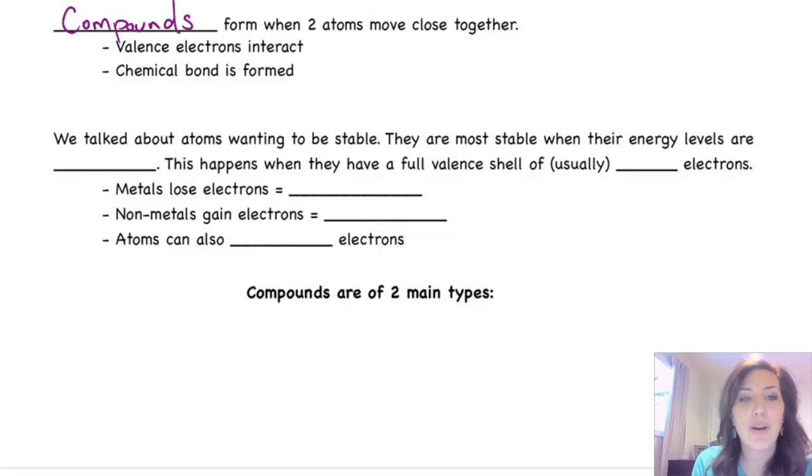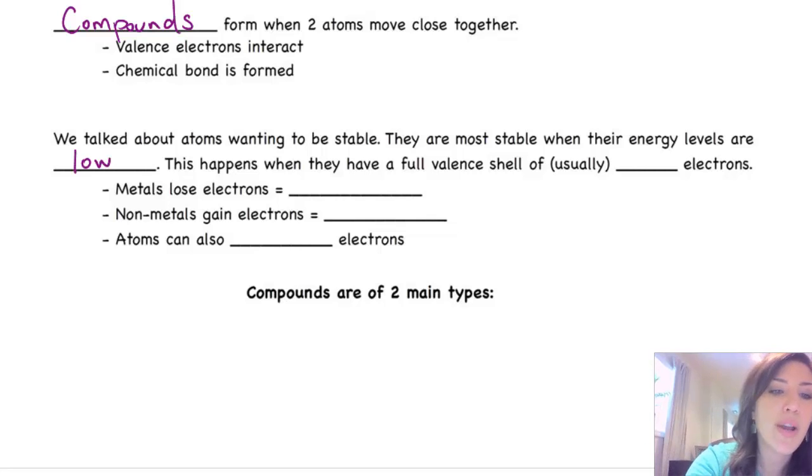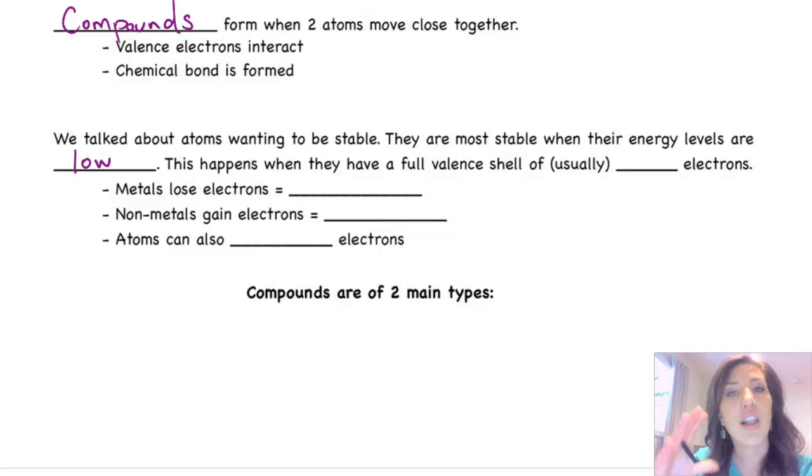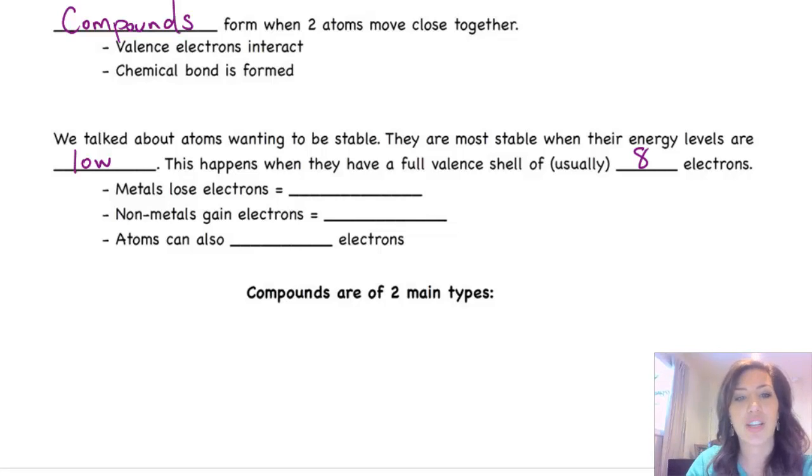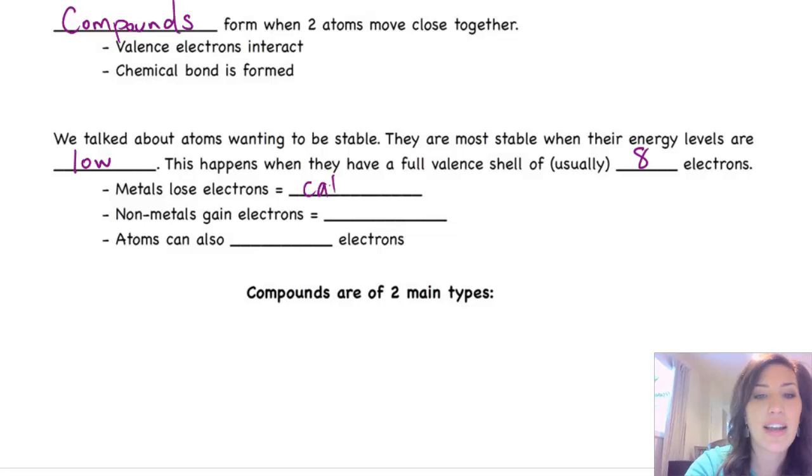So we talked about atoms the other day wanting to be stable. They're most stable when their energy levels are low. So this happens when they have a full shell of usually 8. Helium is our exception with 2. So in order to get those 8 electrons in that outer shell, metals will give up some of their extra electrons, and we call these cations.